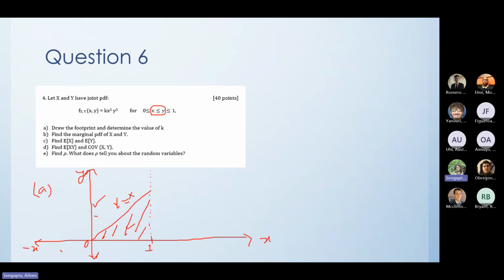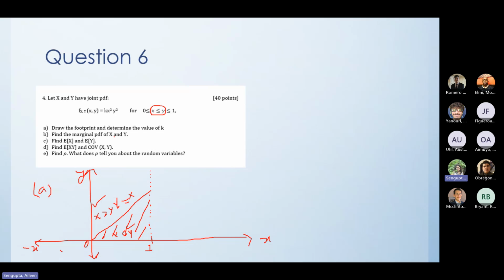This region is always for x which is varying faster than y. This is always the region where x is varying slower than y. So that's the footprint. Now I'll do another one, because the footprint is an issue for a lot of other problems.